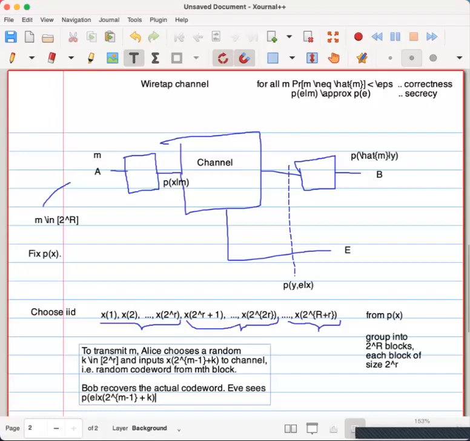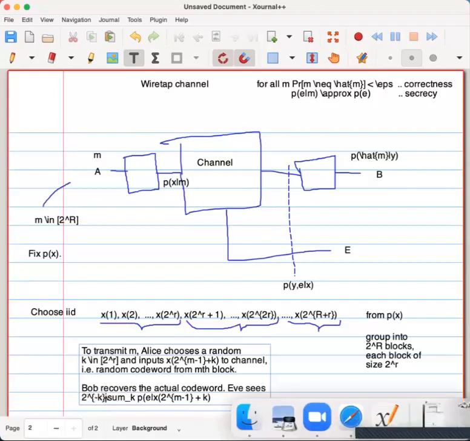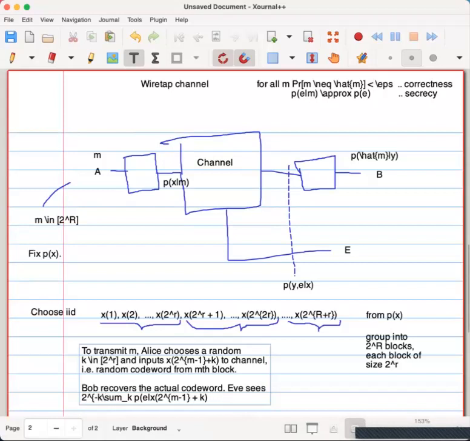Okay. So what Eve sees is an output for a random code word within this block. So suppose I'm talking about the second block. Eve sees the effect on her random variable E for a random code word in the second block.